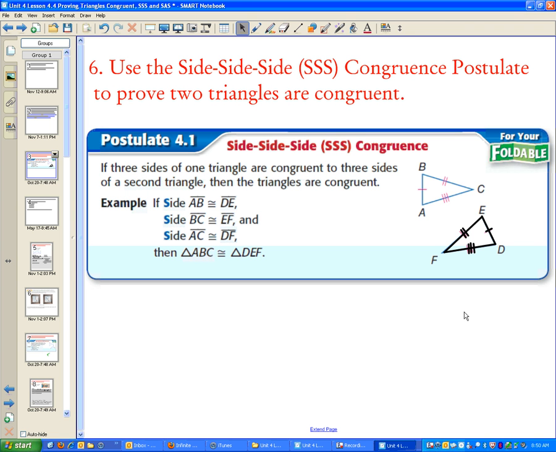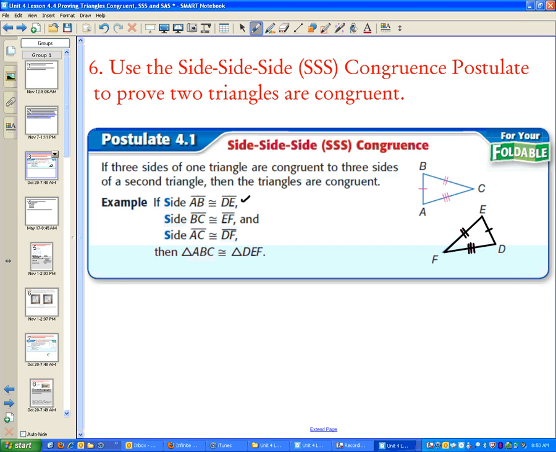Okay. So you have to be able to match up the corresponding sides, don't you? So here they did that for us. All right, segment AB here is congruent to segment DE. So that's 1 pair of corresponding sides congruent. Segment BC is congruent to segment EF. So that's our 2nd pair of corresponding sides congruent. And then segment AC is congruent to segment DF. That's our 3rd pair of corresponding sides congruent. And as we just saw, that's enough to prove that the 2 triangles are congruent.